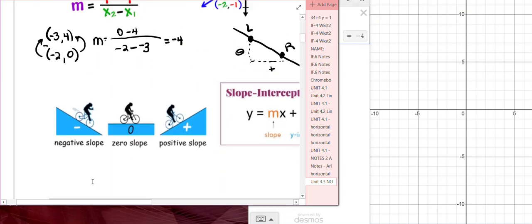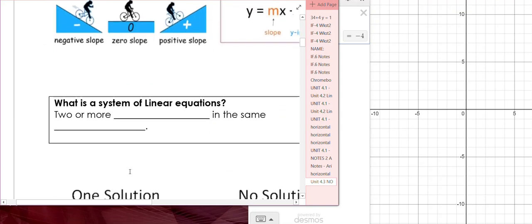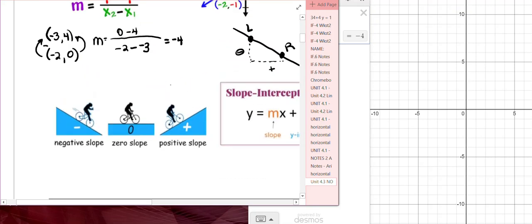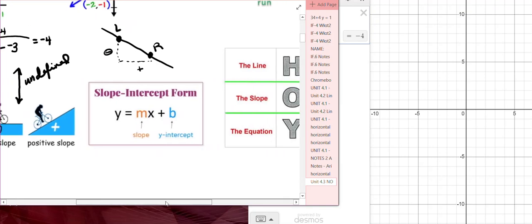Oh, you should definitely be able to tell your slopes. Negative slope, zero slope, positive slope, and of course your undefined slope now that we know. And if it's vertical, it's undefined. Hope you're taking notes, especially if you didn't know that.